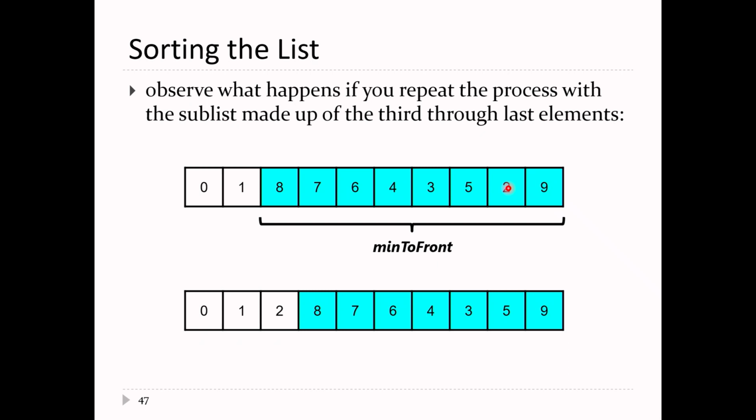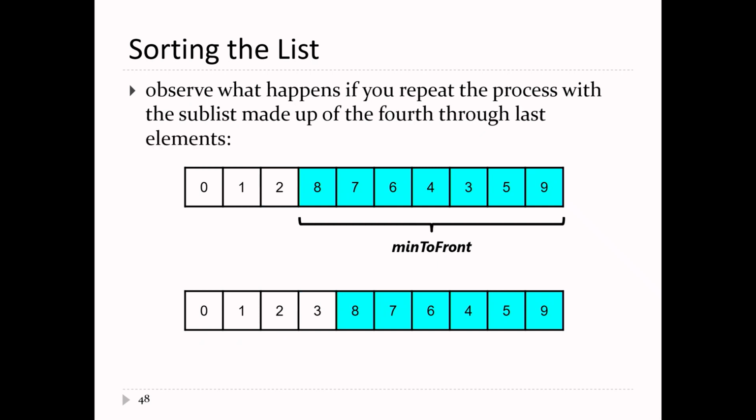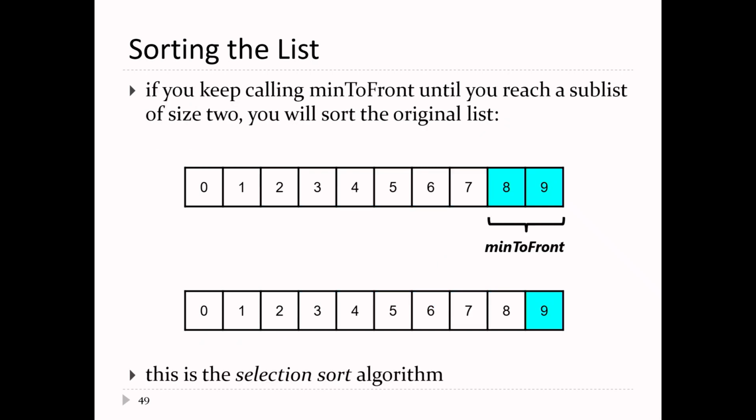Well, that moves the 2 to the front of the list. And now I've got the 0 and the 1 and the 2. And if I keep on going, you end up with a sorted list. And that's exactly the selection sort algorithm, which I don't know if they taught you or not. If you've done any sorting, you may have seen selection sort. So it's one of the quote-unquote simple sorting algorithms.